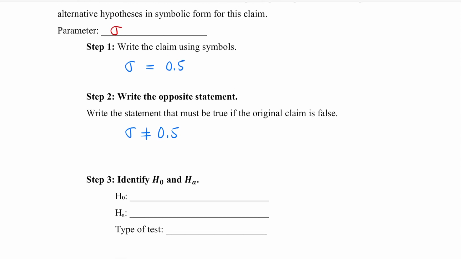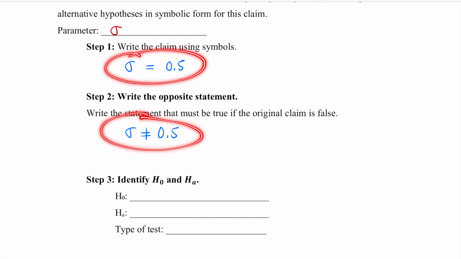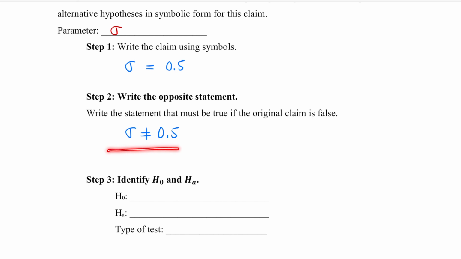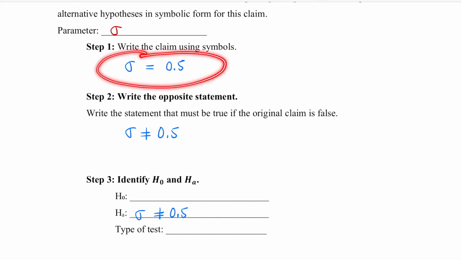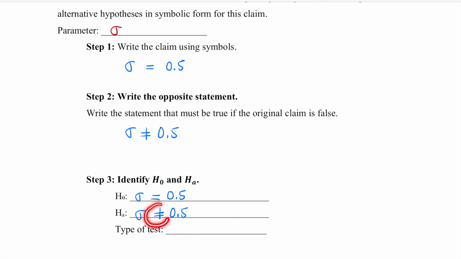Step 3. Identifying H0 and HA. Between these two statements, the one that does not contain the equality sign is HA. So sigma is not equal to 0.5 is HA. And the statement that contains the equality sign is H0. Since the alternative hypothesis uses not equal to, this is a two-tail test.